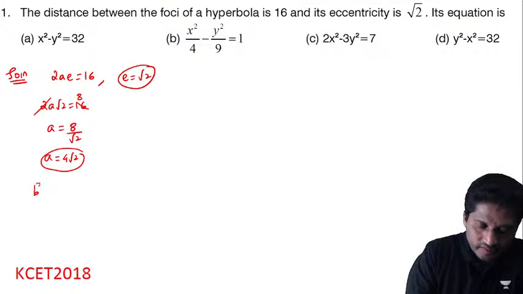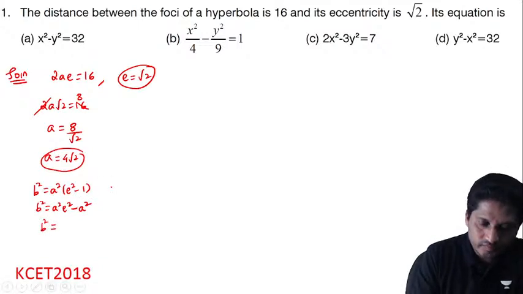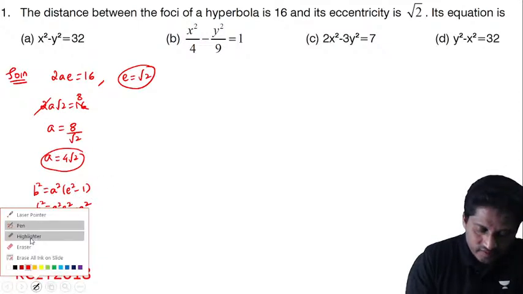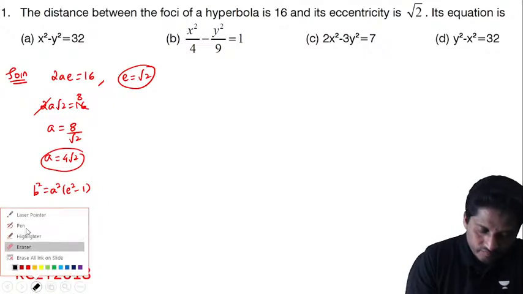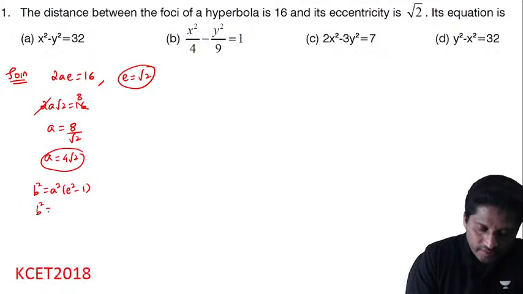b square is equal to a square into e square minus 1. Now b square is equal to a square e square minus a square. I can do it as it is, I can substitute here only. b square is equal to a square, which is 16 into 2, is 32, into e square minus 1, which is 2 minus 1. So b square is equal to 32.